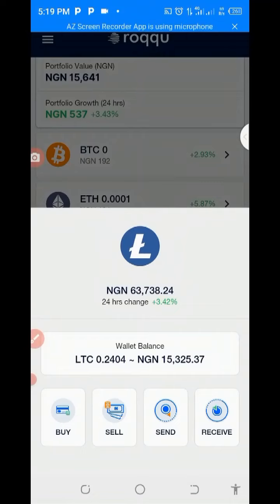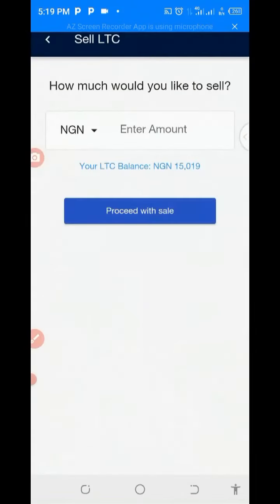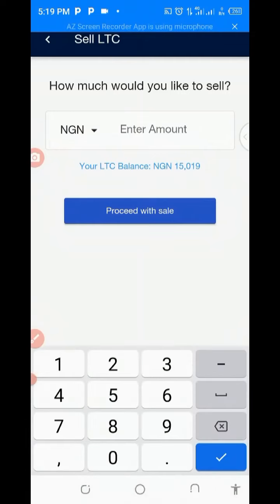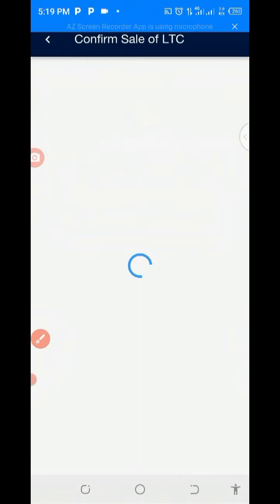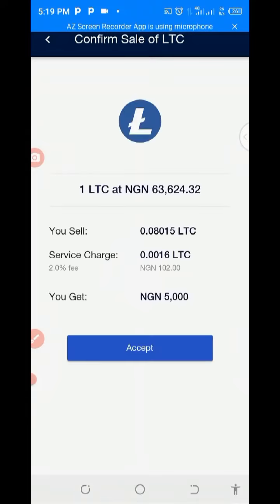Now, I want to sell part of this one. I will click on the send button. So enter the amount that I want to sell. Now, I want to remove 5,000 naira from here. I want to convert 5,000 naira. Proceed. So it will ask you to proceed. You press proceed here. Now, you allow it to pump up.